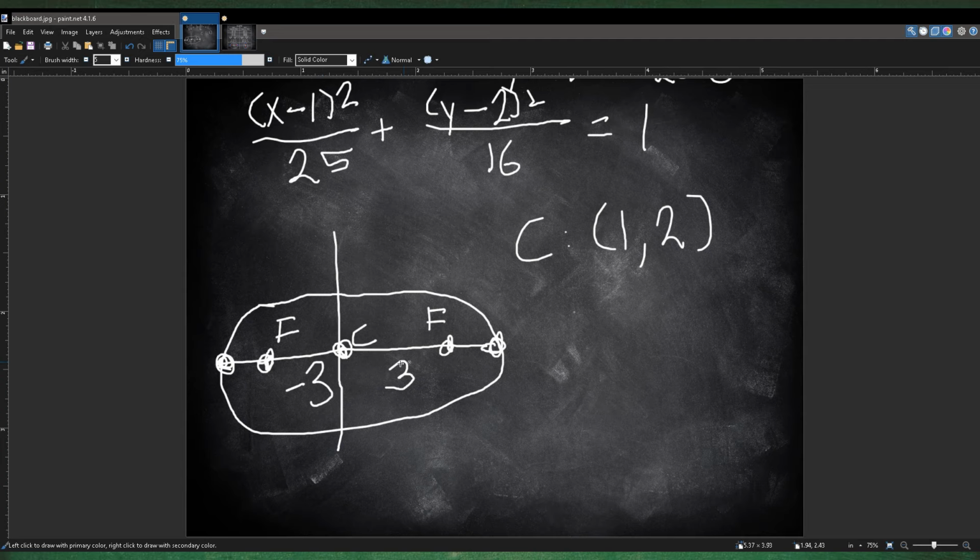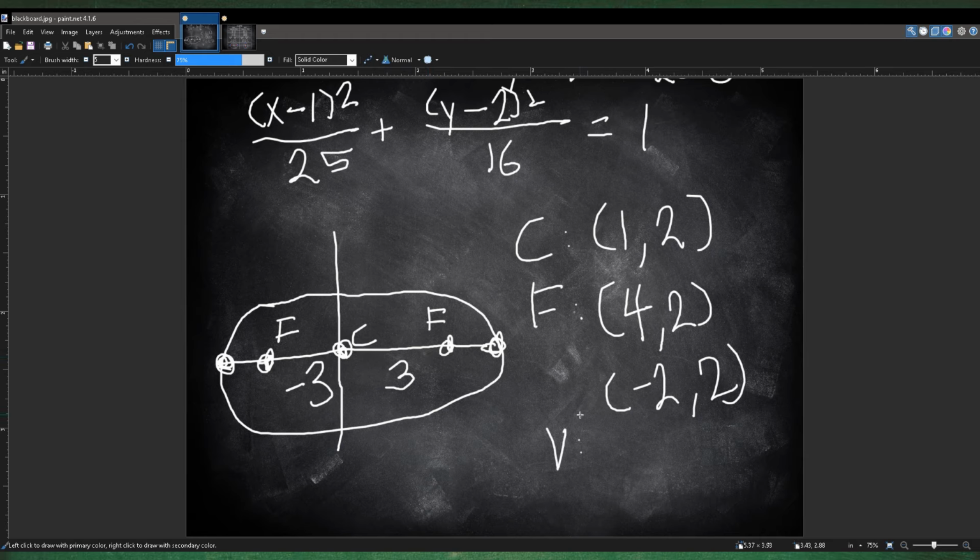From the center, you have to go 3 to the right. So the foci would be: you add 3 over, 3 plus 1 is 4, at 2. The diagram is not really that specific, you just want to get the general outline, like how I did with the parabola. It's basically the same motion. Now 1 minus 3 is negative 2, so negative 2, 2. So that's where the foci are.